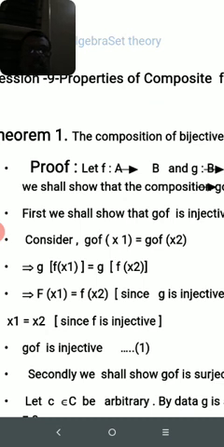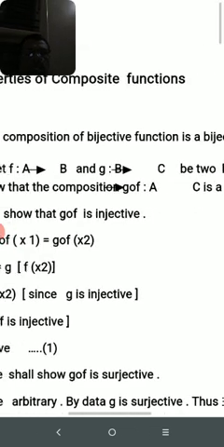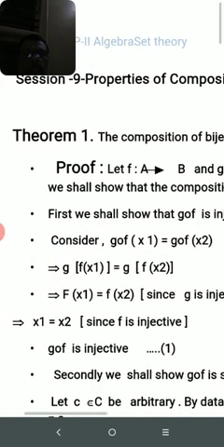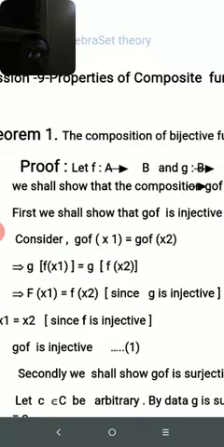It implies that g(f(x1)) equals g(f(x2)). So it implies that f(x1) equals f(x2), since g is what? Injective. This implies that x1 equals x2. It means f is what? Injective. So therefore g∘f is injective. Call it equation number 1.